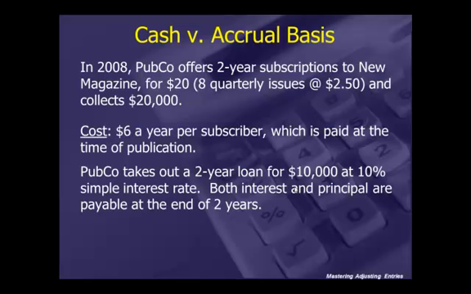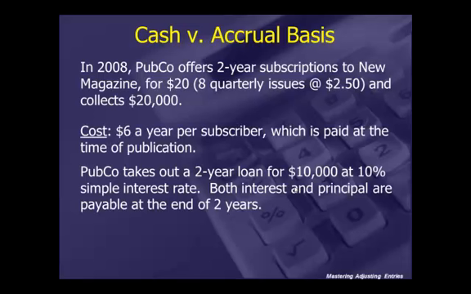Here we have an example. In 2008, Pubco offers 2-year subscriptions to a new magazine for $20. That amounts to 8 quarterly issues. That's 4 per year at $2.50. So that's $10 per year for each subscriber. And it's a total of $20,000. Over a 2-year period, 20,000 divided by 2 will be 10,000.